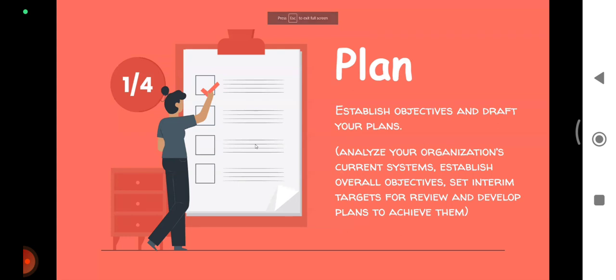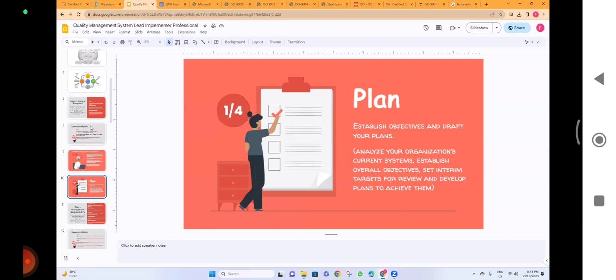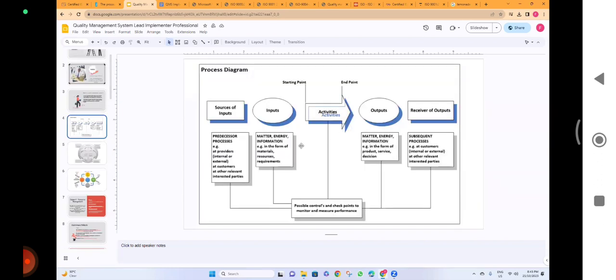What are we going to do in planning? In planning now, we are going to establish objectives and to draft our plans. At this point, when we say plan, we are planning this. This is what we are planning. We are planning on how you are going to determine the source of your inputs, how you are going to determine these inputs, and so on like this.